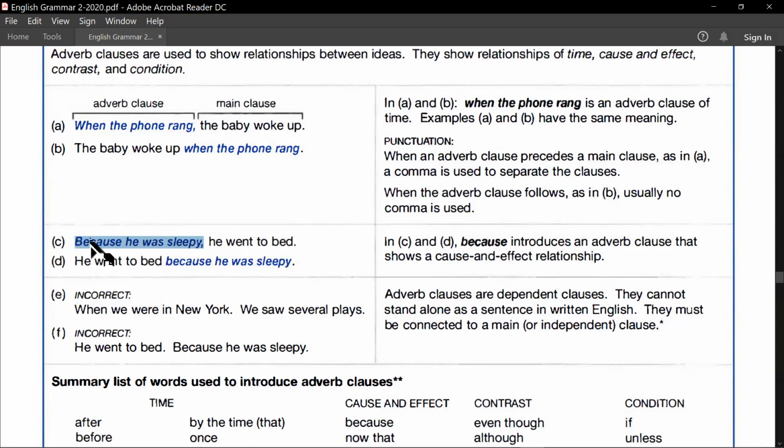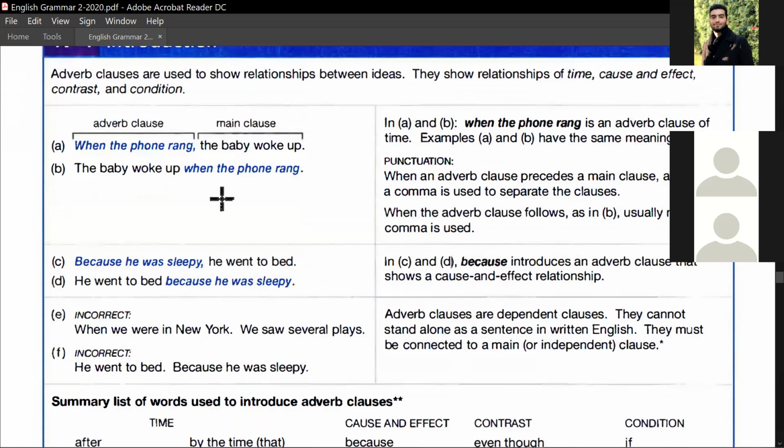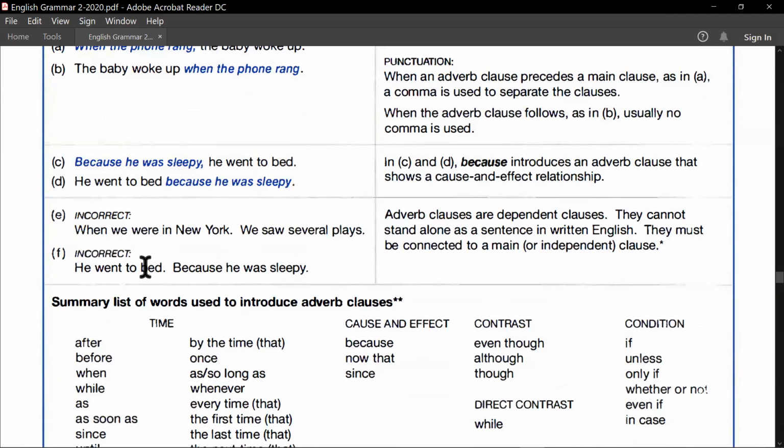Because the adverb clause preceded the main clause, we used a comma to signify a pause. Here, we didn't use a comma because the adverb clause followed. In C and D, because introduces an adverb clause that shows a cause and effect relationship. Any questions about these two? Anything? Okay.